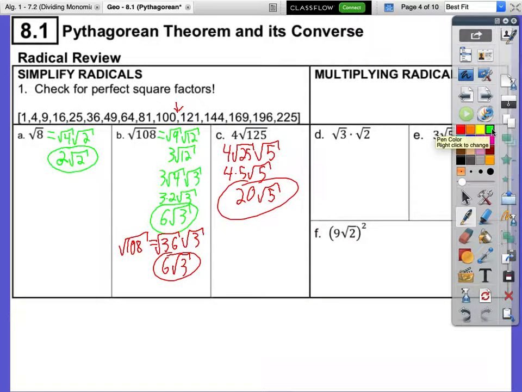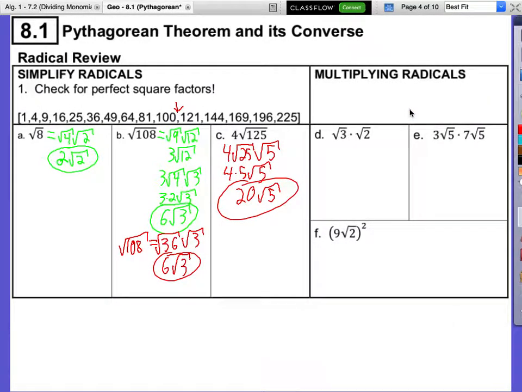So moving on to D. Square root of 3 times the square root of 2. If we multiply radicals, we multiply what's underneath the radical with what's underneath the other radical. So the square root of 3 times the square root of 2 would be equal to the square root of 6.